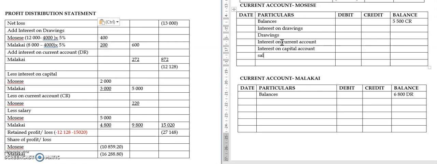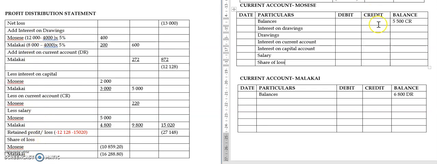The partners also receive a salary, and the last thing is the share of a profit or loss. In this case, it's a loss, a negative balance. So it's a share of a loss that they will get. And if it's a loss, as I said, it will be written on the debit side. So for both partners, it will be the same entries. So we have written interest on drawings, interest on current account, interest on capital account, salary, and share of loss.